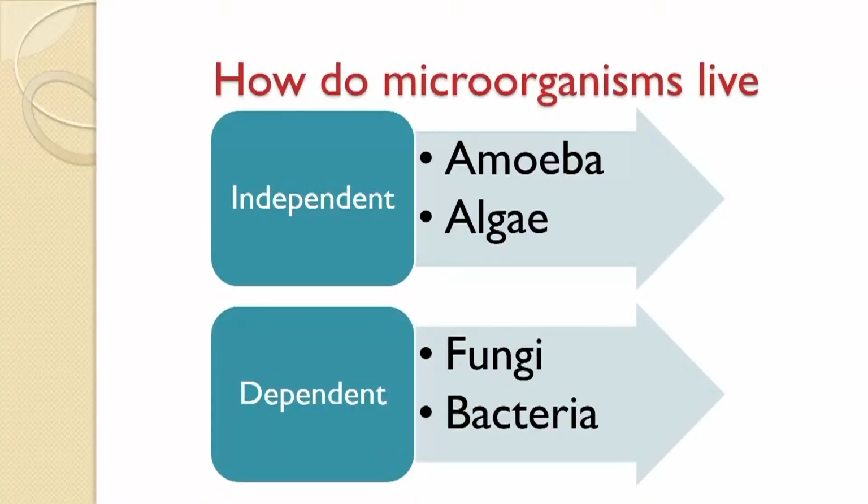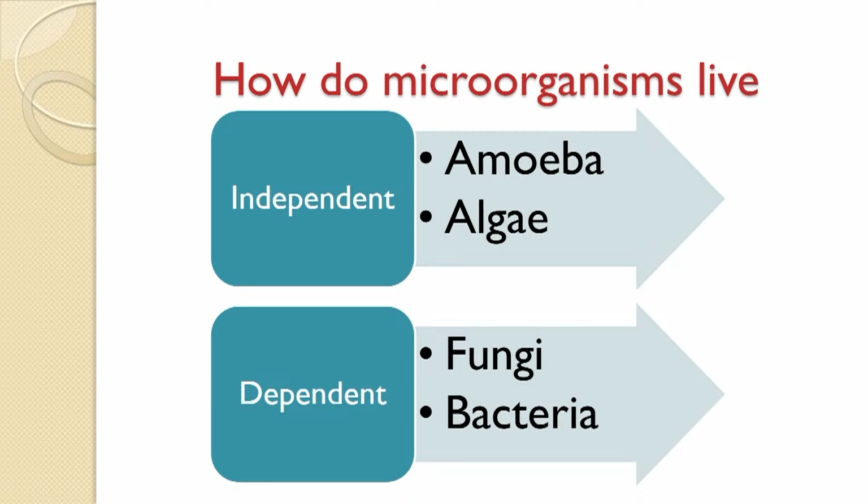Last, now let's understand how these microorganisms live. Actually, they can live independently, or they can live in association with other microorganisms, like the amoeba and algae. They can live independently, while the fungi and bacteria can form colonies, and they can live in association with other microbes.